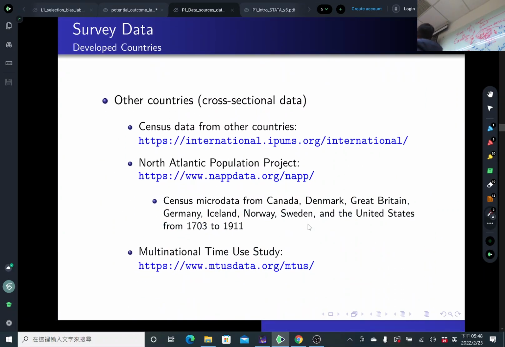And for the developed countries, there are several survey data sets you can get from IPUMS. Yeah, that's the IPUMS International I just mentioned. And there's another project called the North Atlantic Population Project. It has Canada, Denmark, UK from 1970 to 1911. There's census data. Okay. And there are multinational time use surveys you can also use. So not only the US has a time use survey, the UK, France, or other developed countries also have time use surveys. So maybe you can use this to explore COVID, but I don't know whether they have very recent time use data, but COVID might affect your time use.